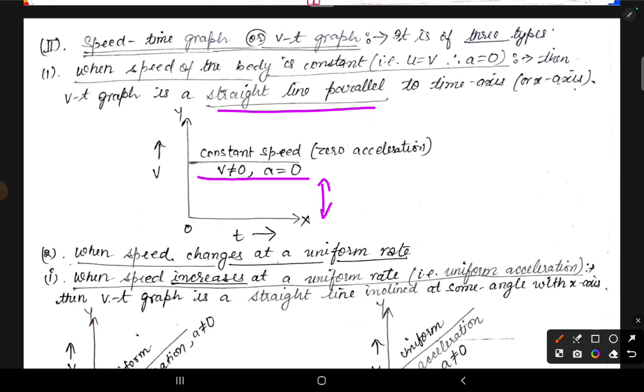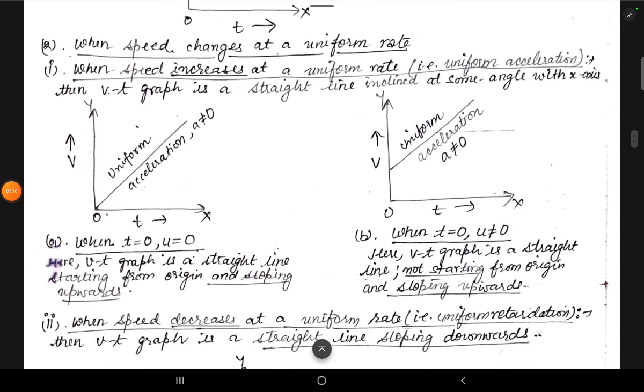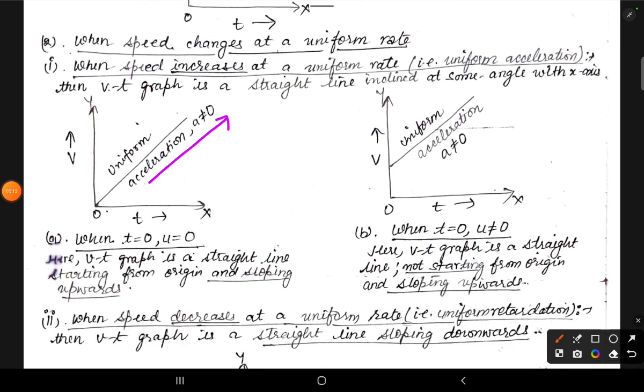When the speed changes at a uniform rate, that means it is increasing but uniformly, then it will become a slope, just like this, which we saw in the distance time graph. Here it's a uniform acceleration. We term it as uniform acceleration. But acceleration is never equal to 0. Here time is equal to 0. Initial velocity is not equal to 0. It has already moved a certain distance. Then it has taken acceleration. So the movement is shown here. It's not from the starting point, but it has already moved to a certain point and then accelerated.